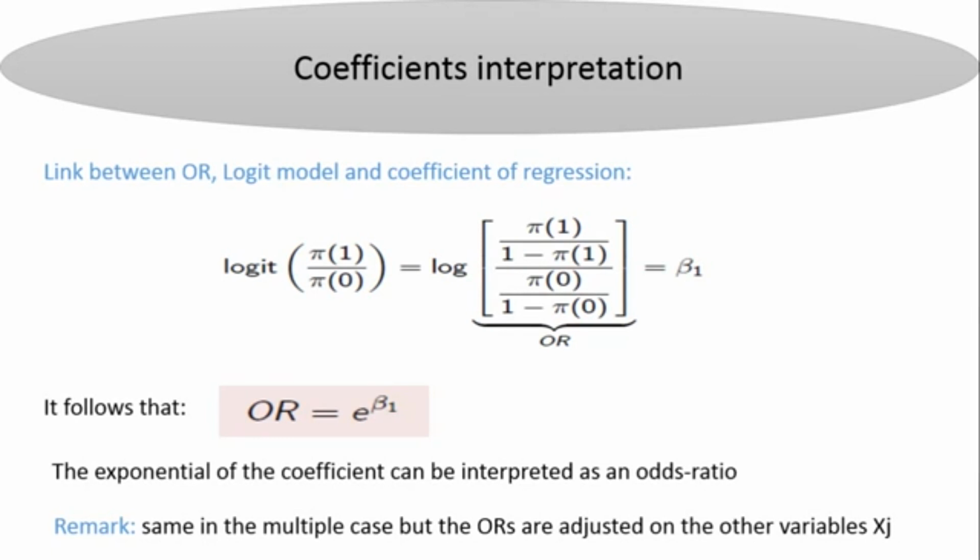As we showed in the calculation a minute ago, the odds ratio can be interpreted as the exponential of beta 1. We can notice that it is the same in the multiple case, but the odds ratios are adjusted on the other variables xj.